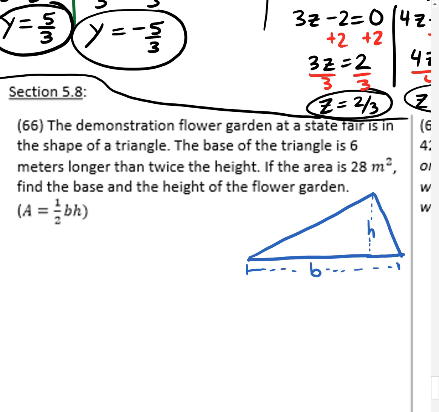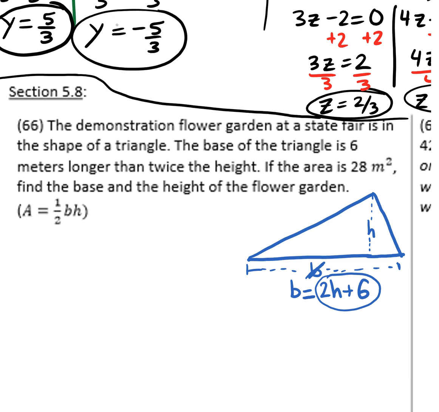Okay, so what do they say? The base of the triangle is 6 meters longer than twice the height. So if you think about it, they're saying the base, remember 'is' is code word for equals, is 6 meters longer, so that's more, plus 6 meters, than twice the height. Twice the height would be 2h. So if I wanted to, I can replace this b for base with this expression, 2h plus 6. Hopefully that makes sense. 6 meters longer means plus 6, because that's more, but 6 meters longer than not the height, but twice the height, which is 2 times the height. Okay, and then the area is 28 meters squared. Find the base and the height of the flower garden.